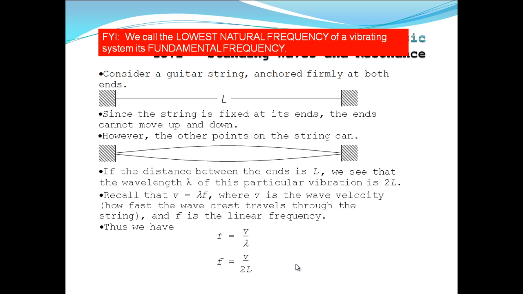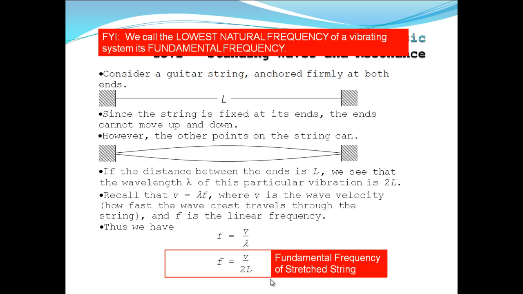So we call the lowest natural frequency of a vibrating system its fundamental frequency. So this is the lowest vibrating frequency. It's the lowest you can go. Therefore, it's fundamental. So for a string that's fixed at both ends, the fundamental frequency of that stretched string is f equals v over 2L.